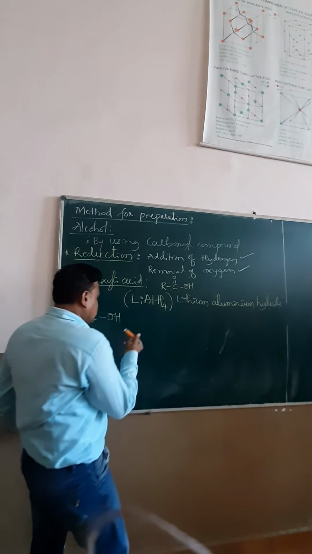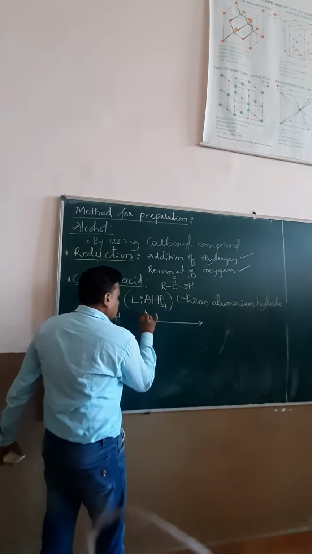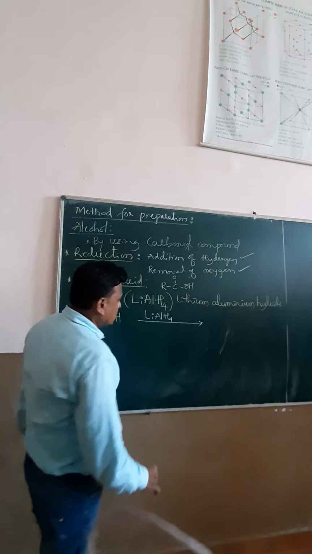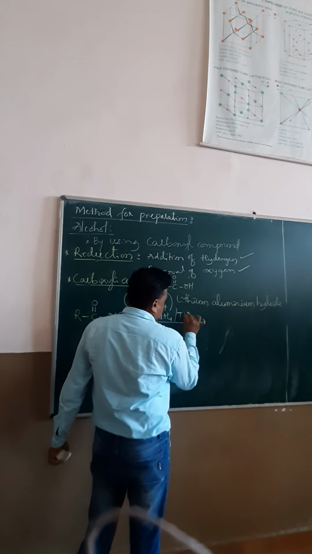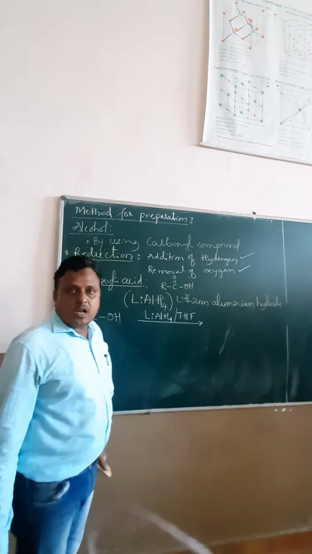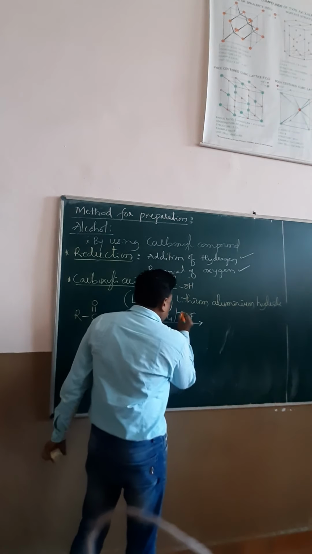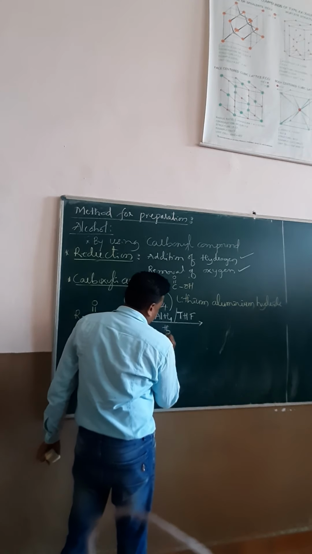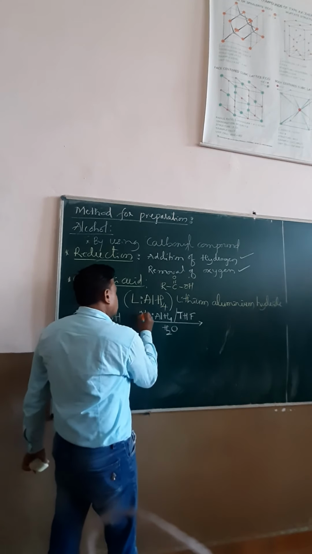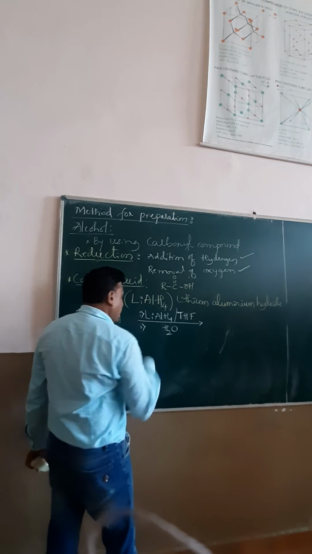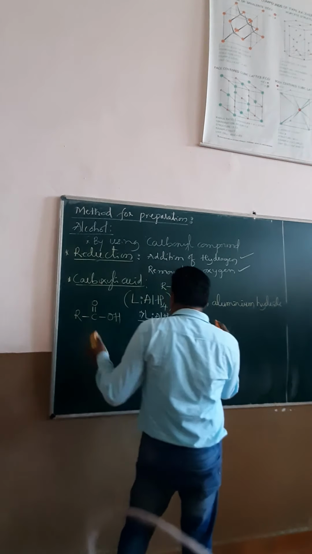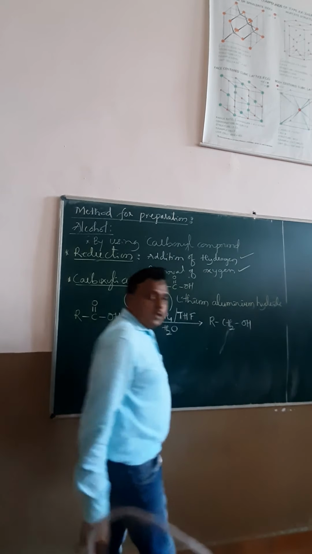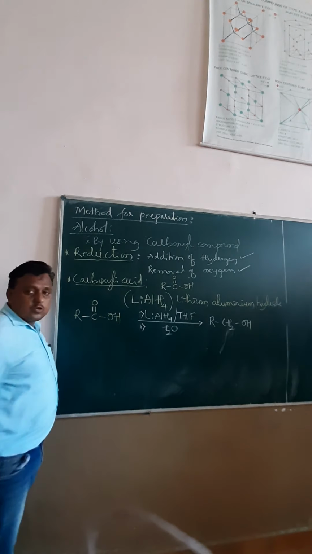When this carboxylic acid undergoes reduction with lithium aluminum hydride in the presence of THF as a solvent, tetrahydrofuran, this tetrahydrofuran is acting as a solvent here. First it undergoes reduction, second followed by hydrolysis. The product formed here is once again an alcohol.